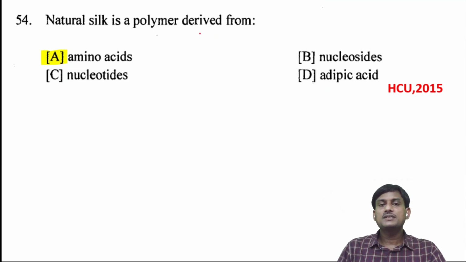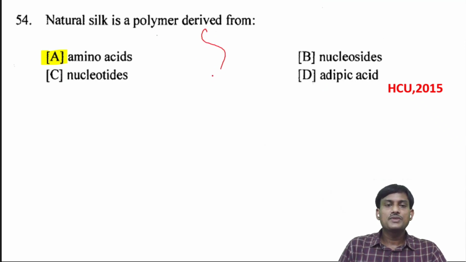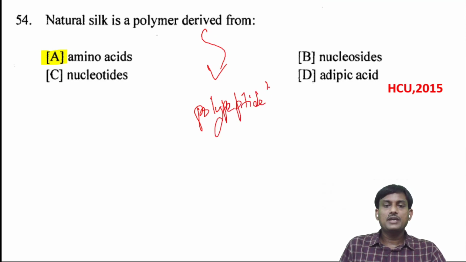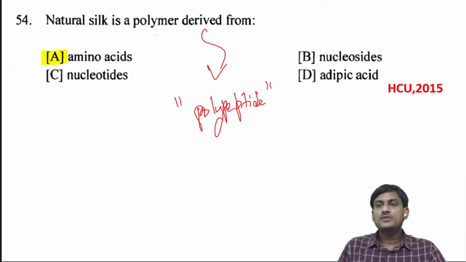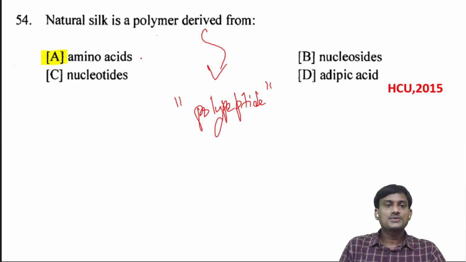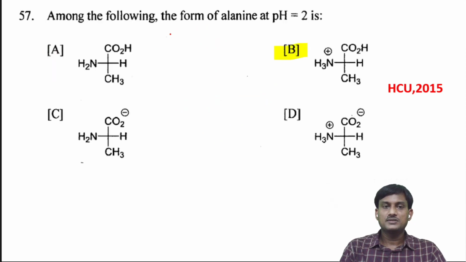Natural silk is a polymer derived from? Natural silk is a polypeptide. It's a fibrous protein made up of amino acids. So this is the correct option.